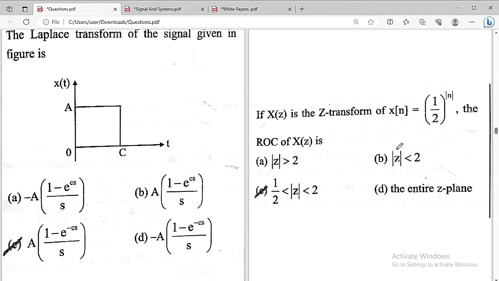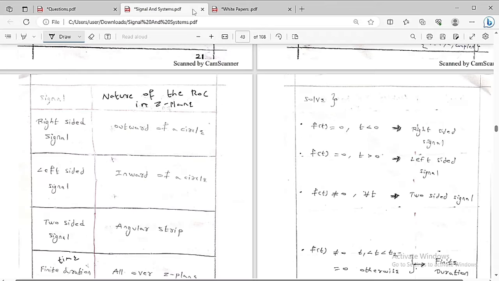So therefore we can say the given signal is a two-sided signal because the signal is present for all values of n. So by default, the ROC is an annular strip. It is going to lie between two circles. That is satisfied only in the case of option C. So by elimination also we can solve this question in a fraction of a second.